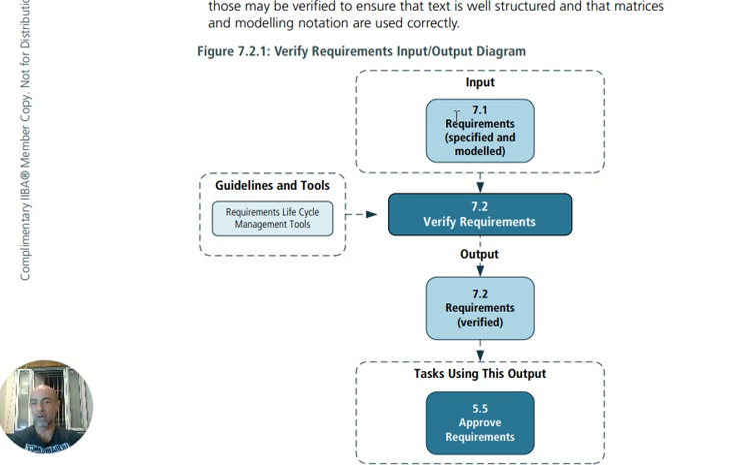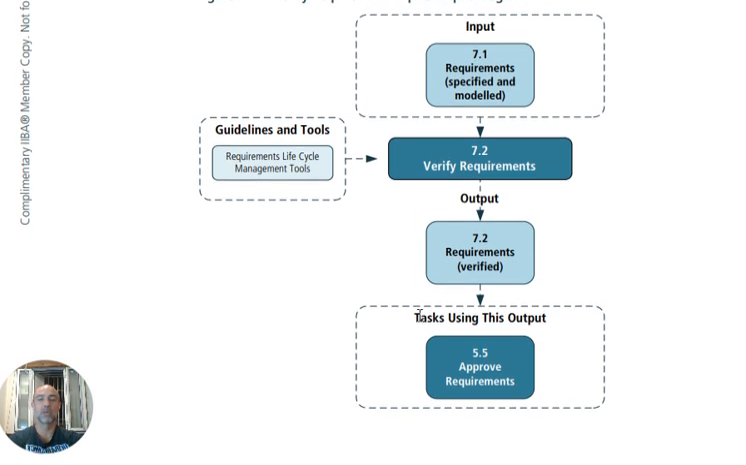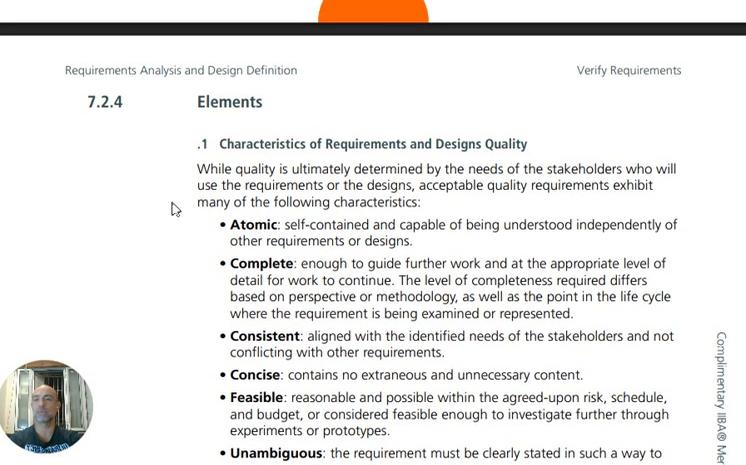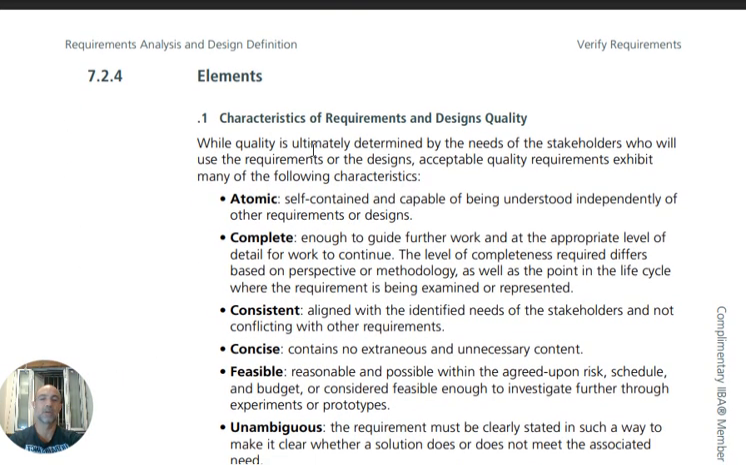So the input is the requirements after they're specified and modeled. What we're supposed to do is verify them, and then after that we get the verified requirements, and then we use them. The task using this output is approval of requirements. You see, that's the validation point. I told you. I love it. And guidelines and tools, we just have requirements lifecycle management tools. We just discussed them earlier, but what are the elements, characteristics of requirements, and design quality?